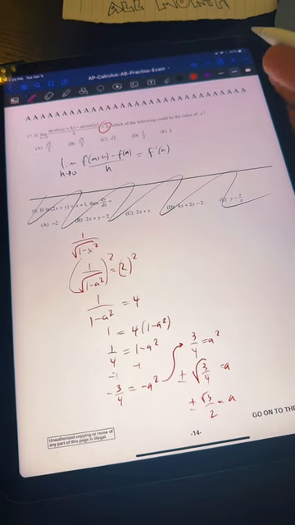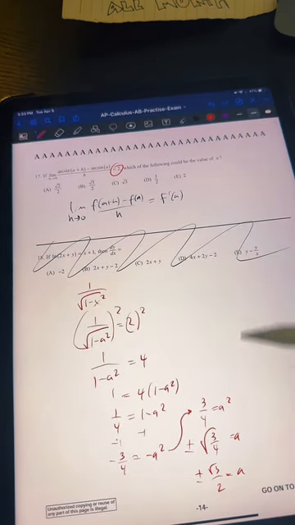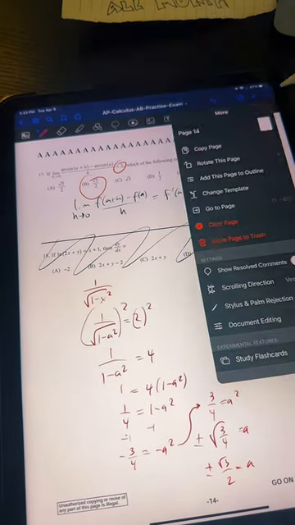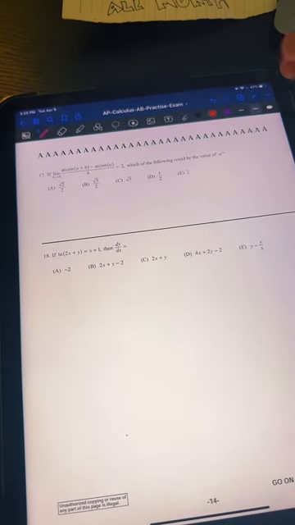Okay, so both of these are our answers. Either positive root 3 over 2 or negative root 3 over 2. And it looks like the only option is B. Does that make sense, guys? Let me clear this.